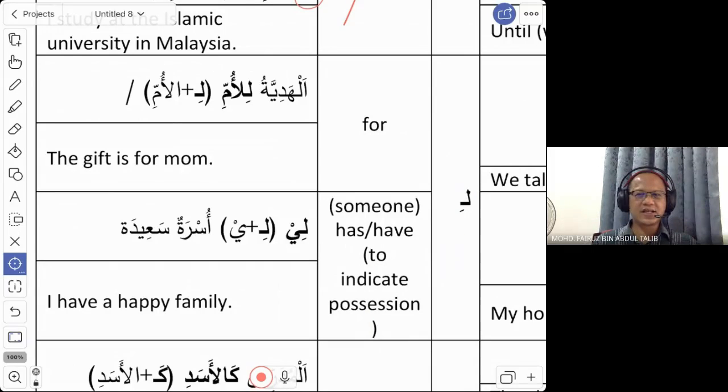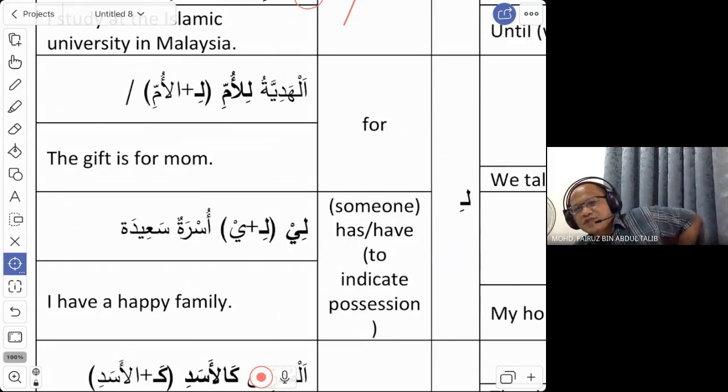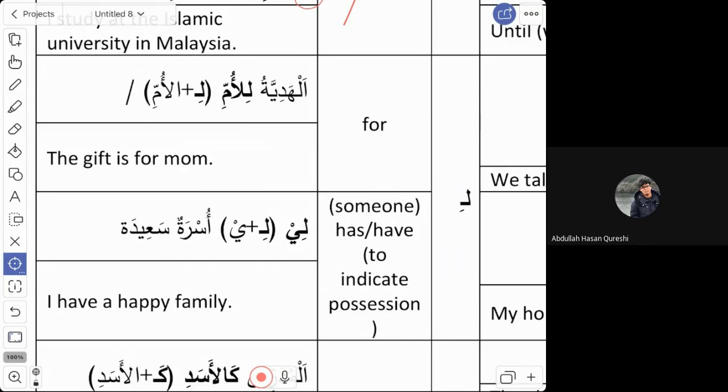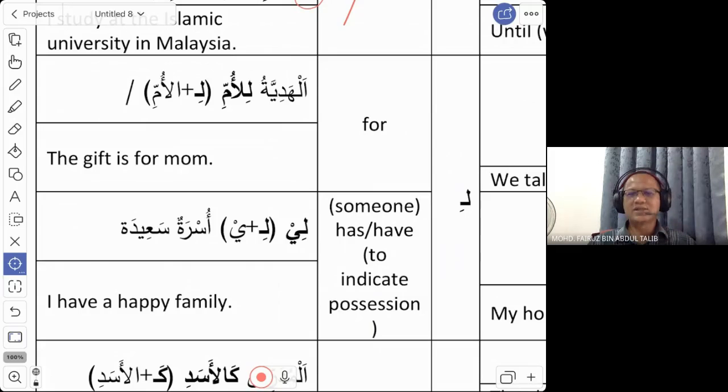In the previous lesson, we have learned, if anybody remembers, how to say I have, he has. What is the word that you use? Anyone remembers? عندي. Indi, good. Yes, so we say Indi, you say Indaka, you say Indahu. That is one way to say I have, he has, and so on. Another way is using this letter. Yes, you can use the letter to say I have, he has, and so on.